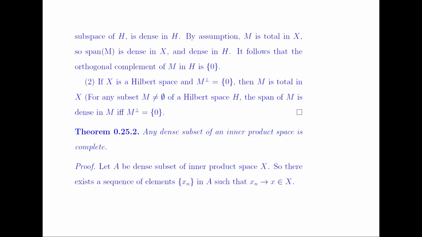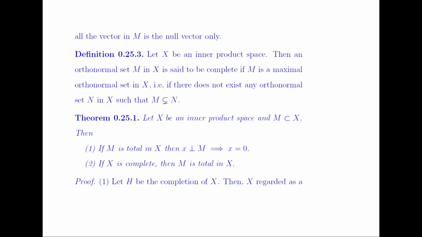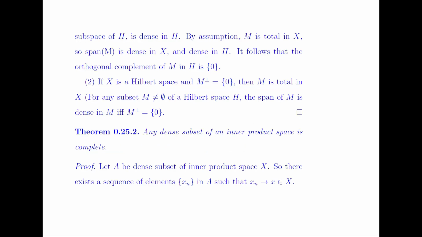And second, we have to prove that if the orthogonal complement of M is null, then M is total in X. So if X is a Hilbert space and the orthogonal complement of M is a null set, then M is total in X. That is, for any non-empty subset M of a Hilbert space H, the span of M is dense in H if and only if the orthogonal complement of M is equal to the null set. So we get the result.